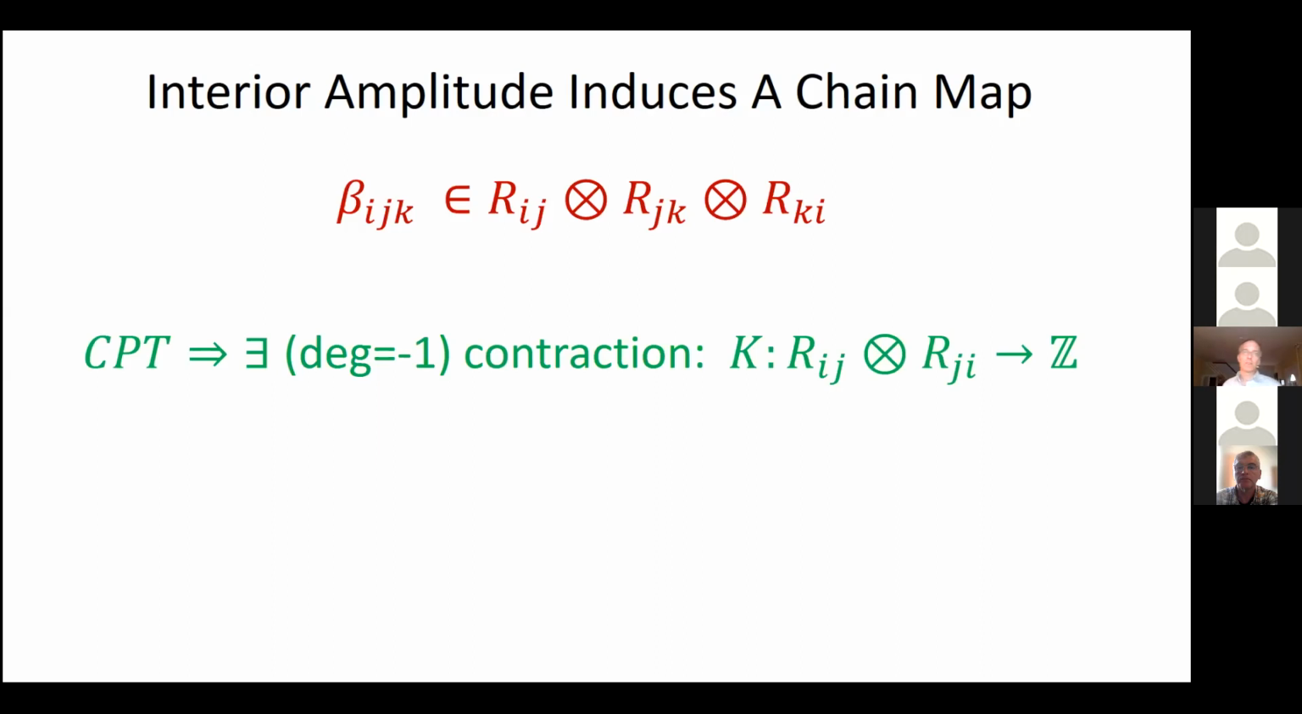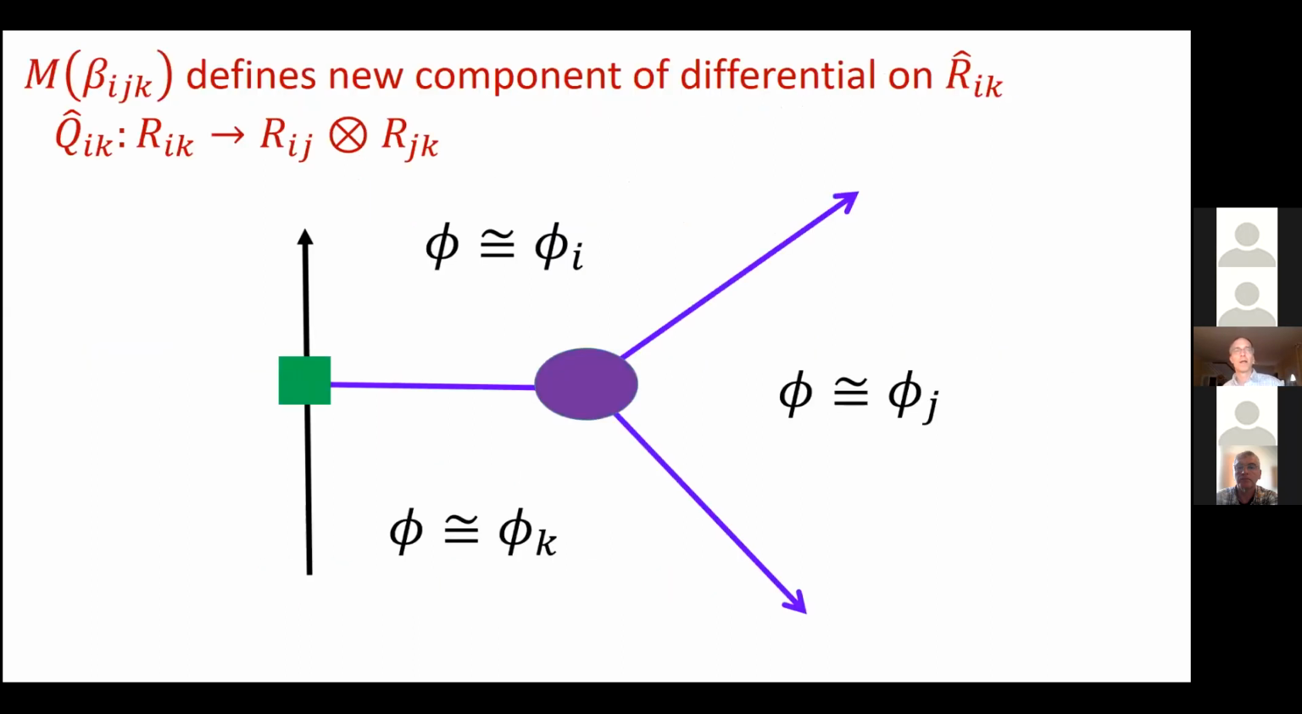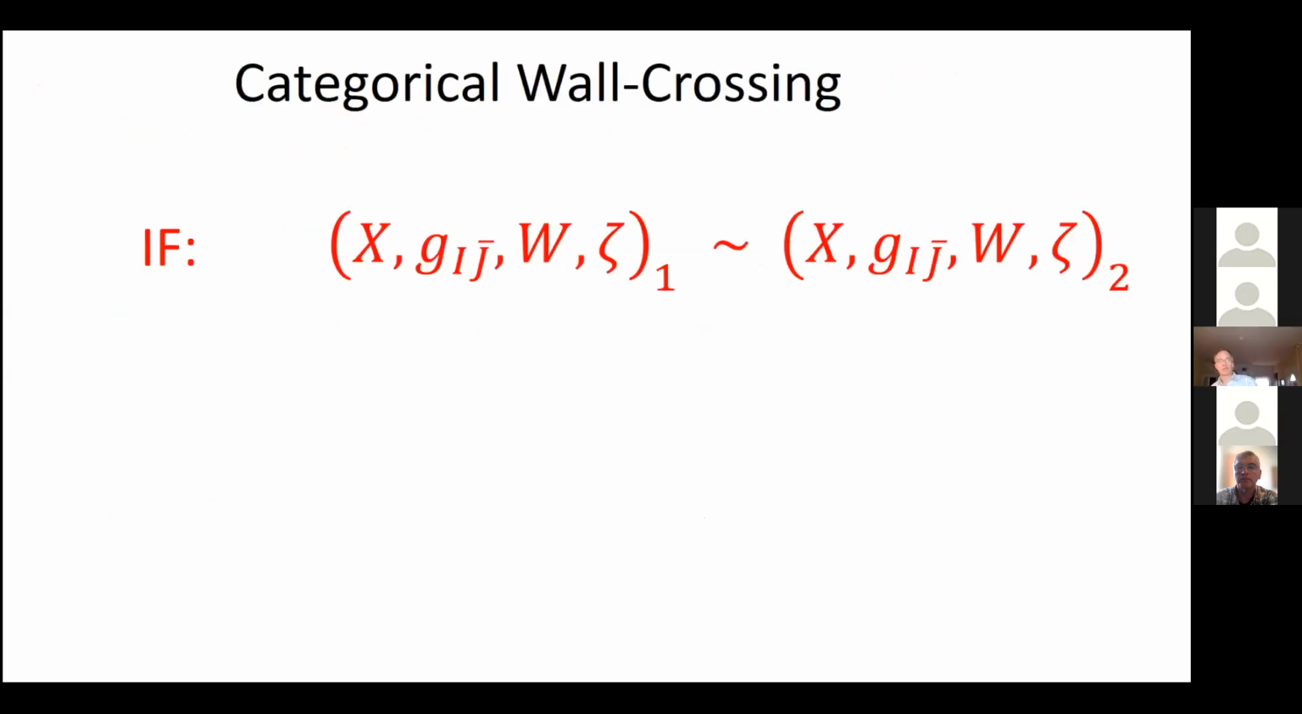Let me show you what I mean by that. Because of CPT, there's a contraction of Rij and Rji to Z. And so the data of beta and the contraction defines a chain map from Rik to Rij tensor Rjk. And that's part of what I mean by this picture here. The idea is that this instanton is modifying the naive differential by adding to that naive differential an off-diagonal piece in r hat ik, which takes rik to rij tensor rjk. And that leads us to the categorical wall crossing formula.